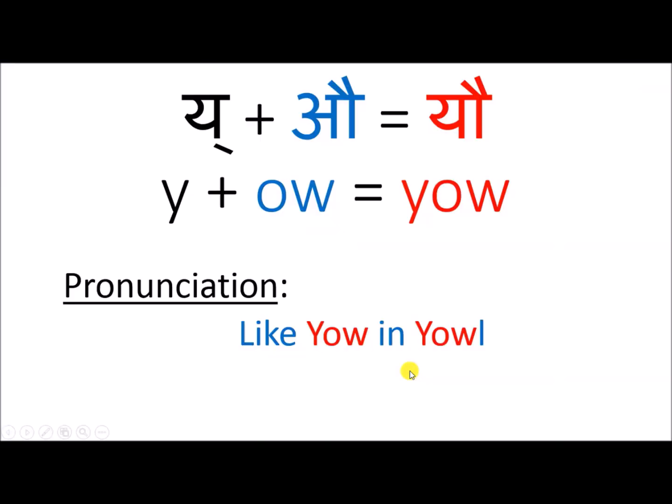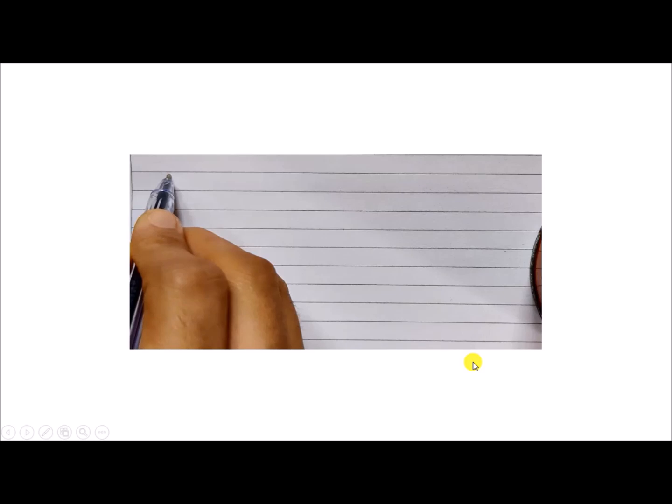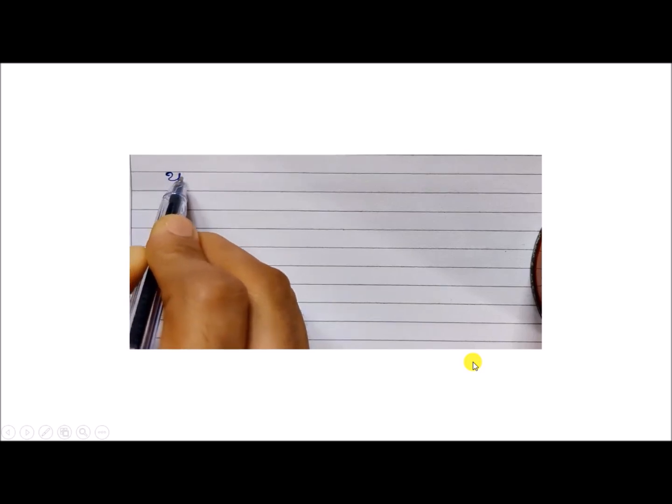The next sound is yau. You get this sound yau when you add y to au. Y plus au equals yau. Yau is pronounced like yow in yowl. And yau is written like this.